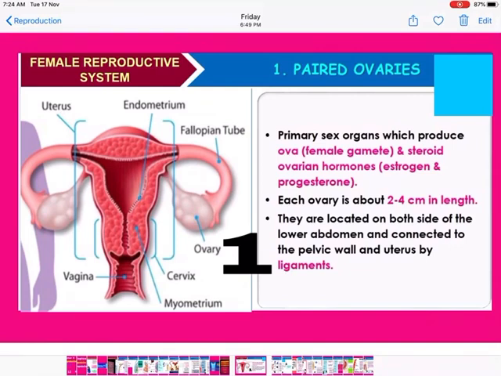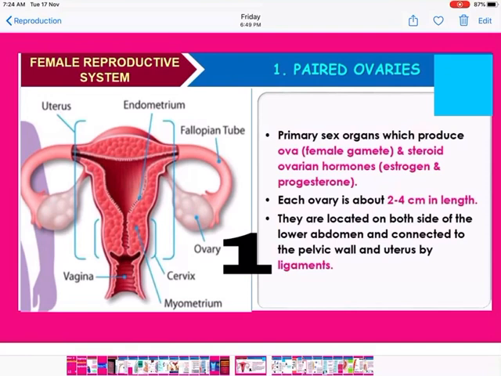Paired ovaries. These are primary sex organs, means they produce female gamete or ova, but again they are dual in function. One, they produce female gamete. Second, they produce hormones also, like estrogen and progesterone. Each ovary is about 2 to 4 centimeter in length. See the diagram, the position of ovary.